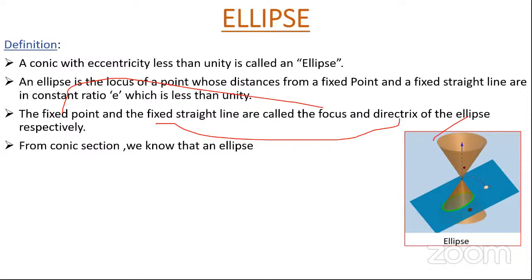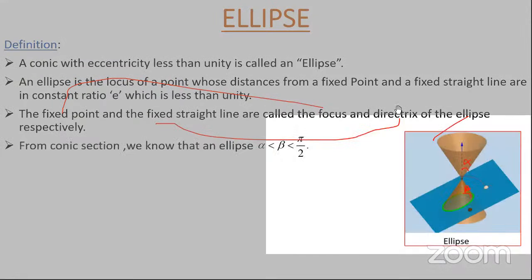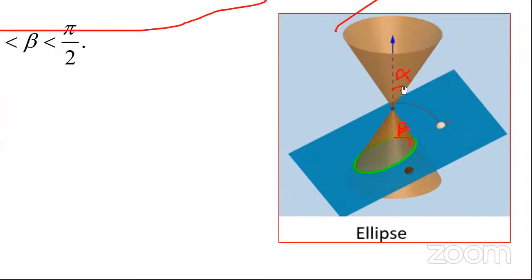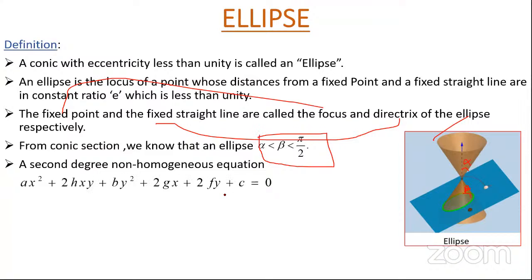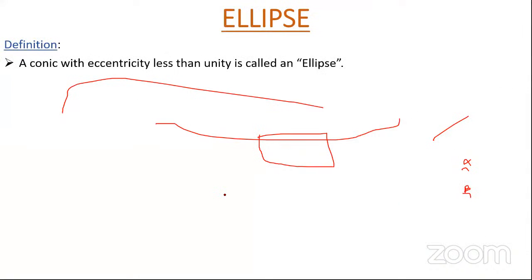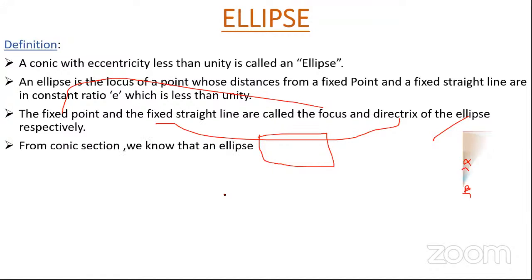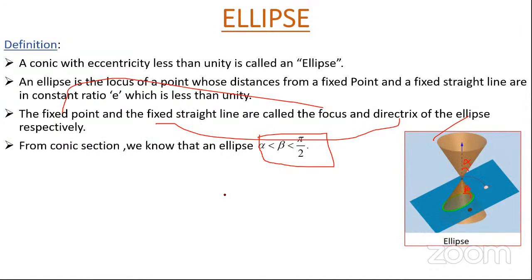Observe this figure. Here the angle is alpha and this value is beta. This is beta, this is alpha. Alpha is less than beta is less than pi by 2. So this is an ellipse.